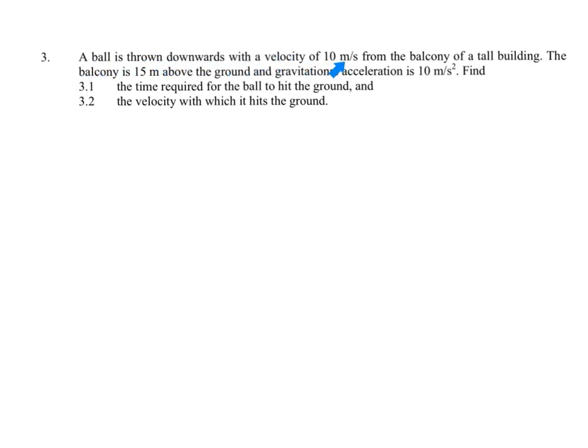And lastly, I would like you to look at this problem where a ball is thrown downwards with a velocity of 10 meters per second. That's the initial velocity when it leaves the person's hand, and the ball travels directly down, now under the influence of gravity, from a balcony 15 meters above the ground, and we give you the gravitational acceleration.